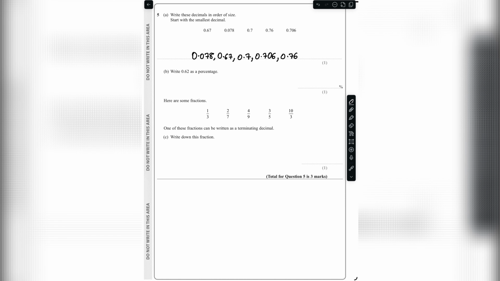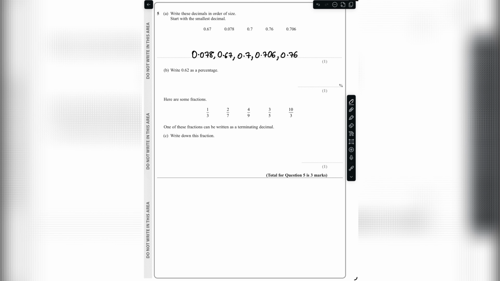In the next part of this question, we are asked to write 0.62 as a percentage. So remember that whenever you convert a decimal into a percentage, you need to multiply it by 100. So 0.62 multiplied by 100 is 62.